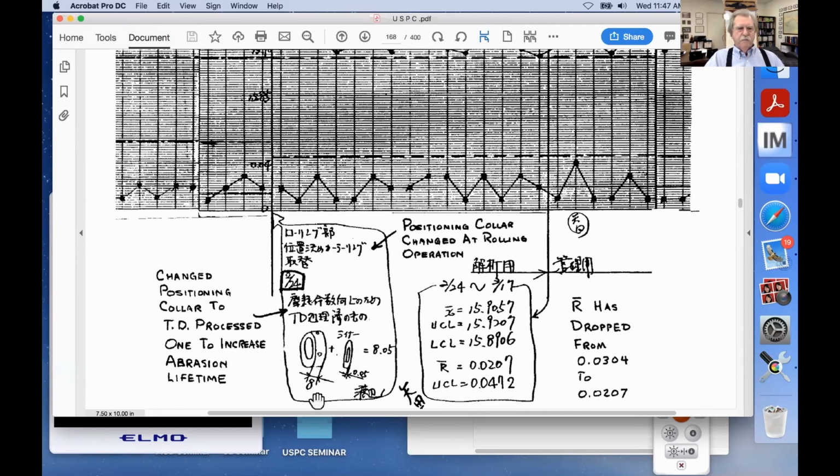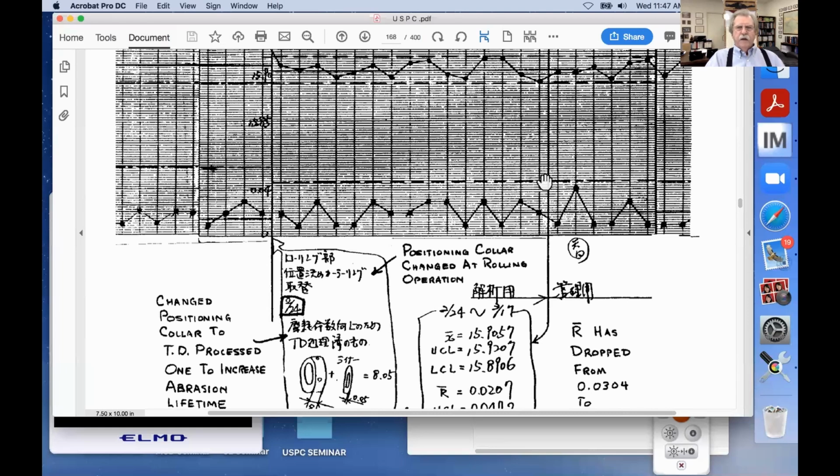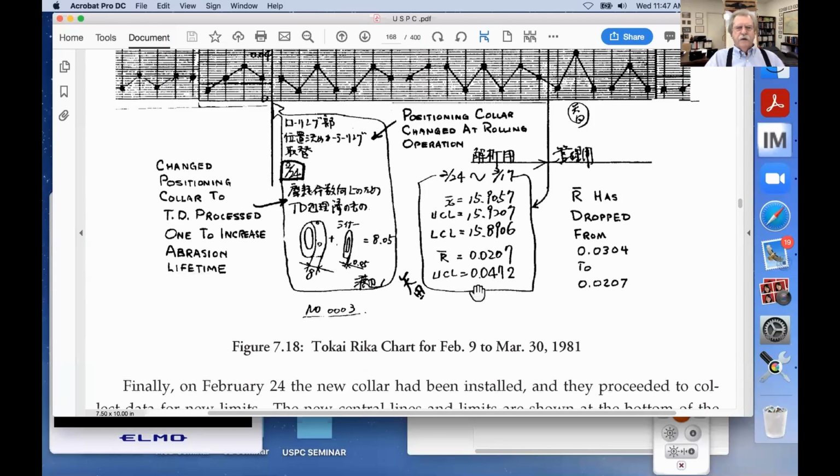Here's their setup, the part and a shim. They collect data following that. They calculate the limits. Notice they use the same symbols we do. They ought to. We taught them how to do this.